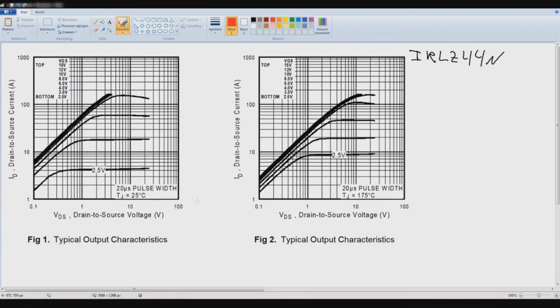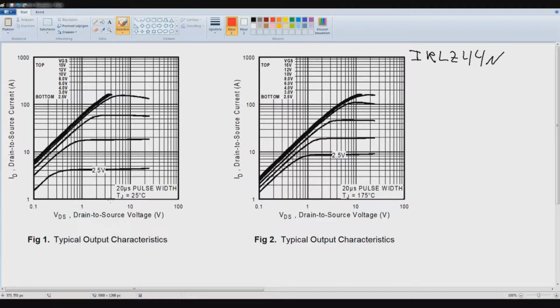Welcome to part 2 of me discussing the MOSFET datasheet and its characteristics. If you haven't seen part 1, I suggest you do that, because this is going to go further into what we discussed before. What we discussed before were the characteristics, and now we are going to take a look at some of the graphing. So let's get to it.